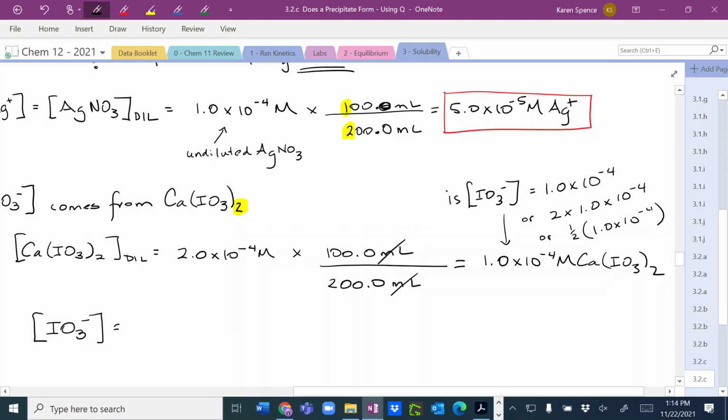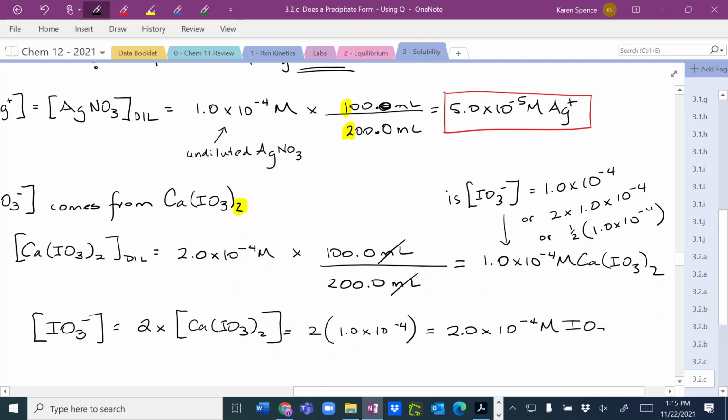So you can say, okay, that's going to be 2 times the concentration of calcium iodate, which is equal to 2 times 1.0 times 10 to the minus 4, which is 2.0 times 10 to the minus 4 molar iodate, IO3 minus. And again, I'm going to put a box around that so I can find it easily later.